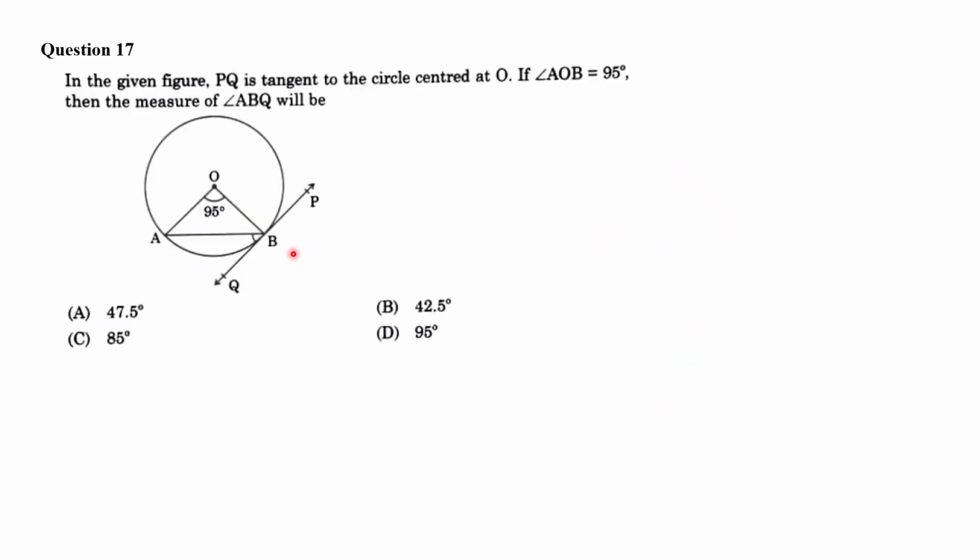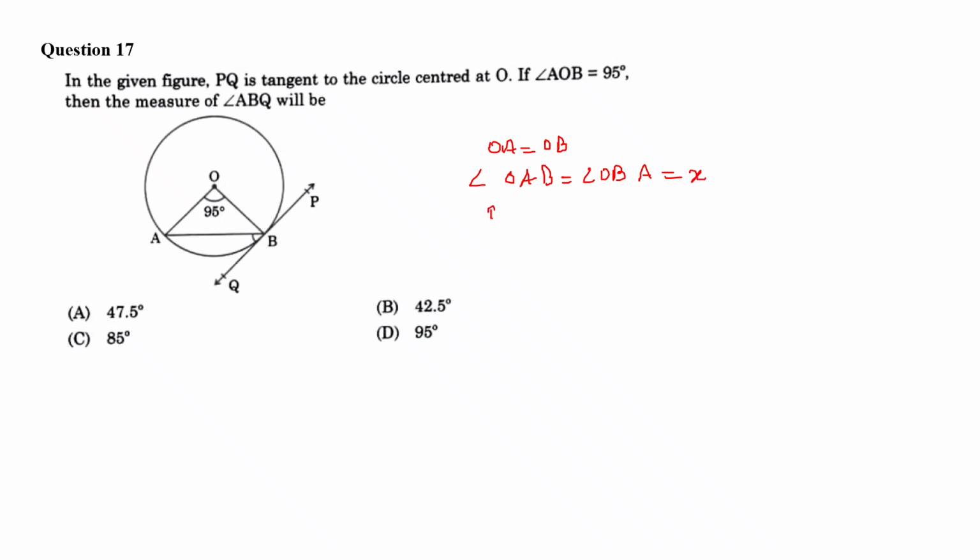In the given figure, PQ is a tangent to the circle centered at O. If angle AOB is 95 degrees, then find the measure of angle ABQ. Now see, OA and OB are both radii of the circle, so OA and OB are equal. And we know that angles opposite to equal sides are equal. So angle OAB equals angle OBA. I am assuming it as X.